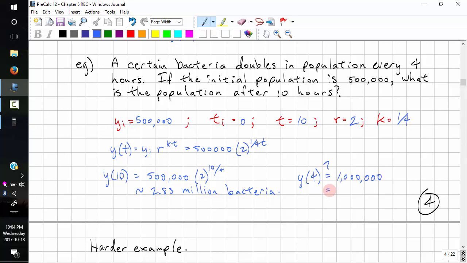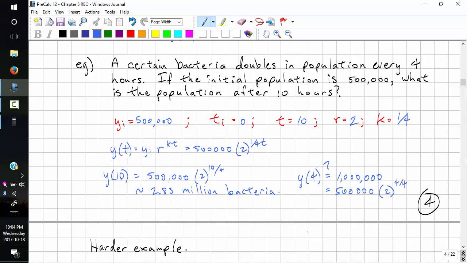Okay, so we plug this in. 500,000 times 2 to the power of 4 over 4. And this becomes 1, so this is just 2. 2 times 500,000 is 1 million. The other thing we can look at is this is just times 2. Times 2 means a double.